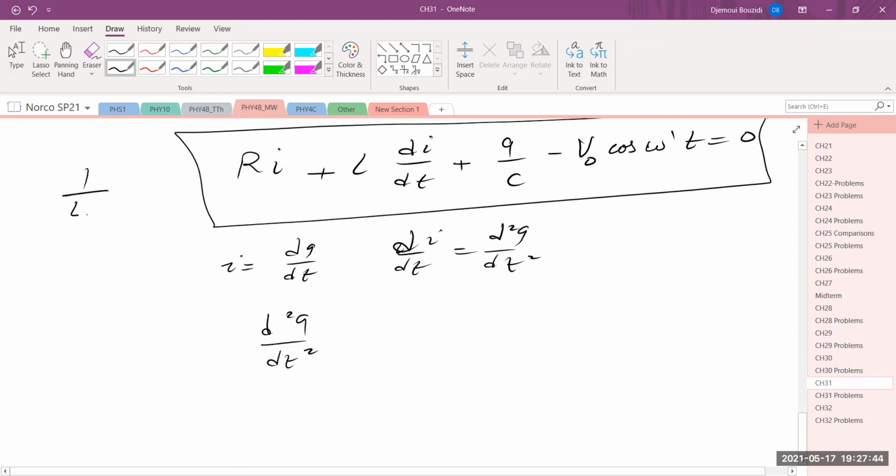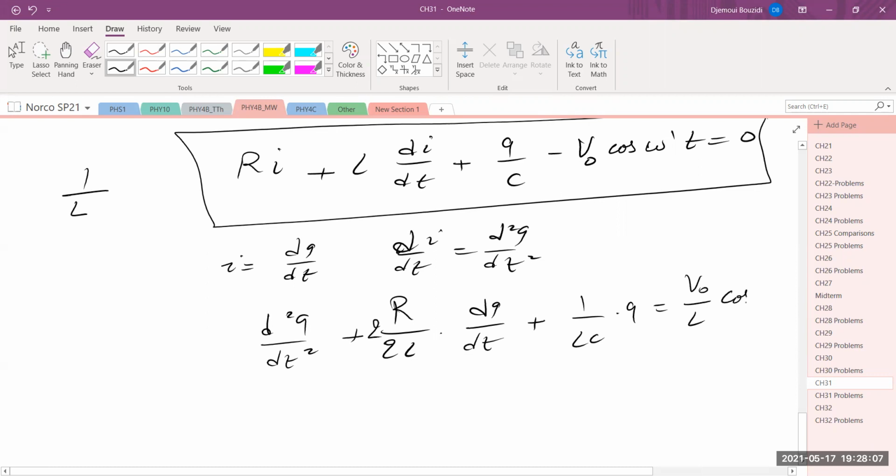When I divide the entire expression by L, plus R divided by 2L times 2, I already did that step, okay? Times I, and I is dq over dt, plus 1 over LC times Q is equal to V naught over L times the cosine of omega prime t.